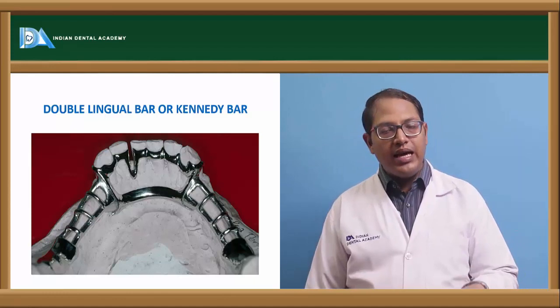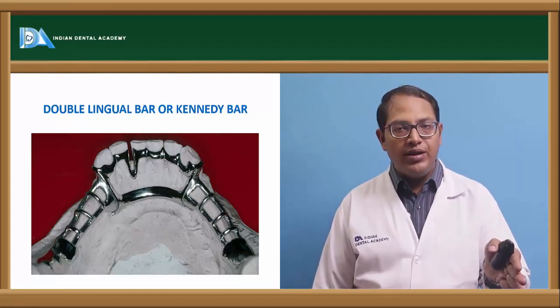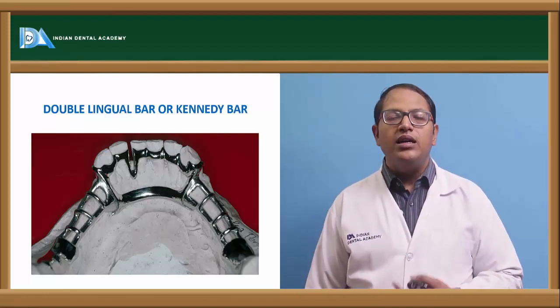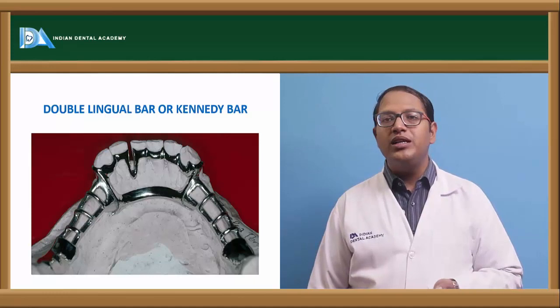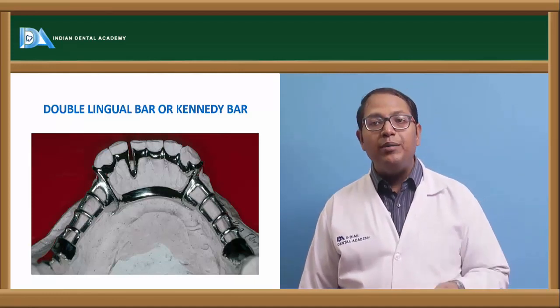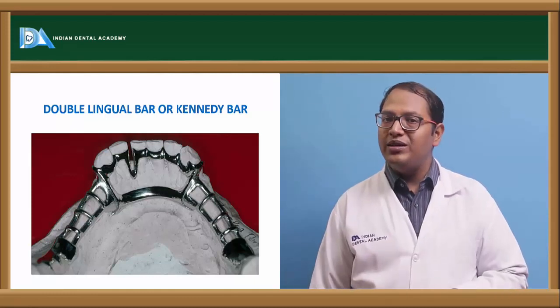And if the same thing happens from the labial side, if we have teeth where we are covering it from the labial side. Now, why will we cover from the labial side? Where there is no sulcular depth present, in those cases we have to go for a labial bar. In that, nothing will happen. This is all on the lingual side. That will all be on the labial side.